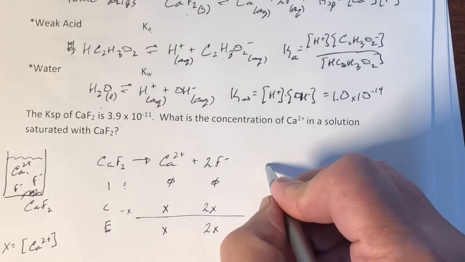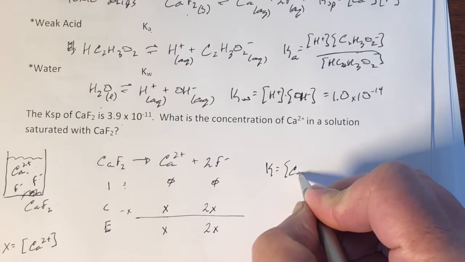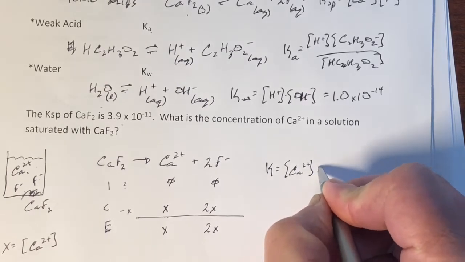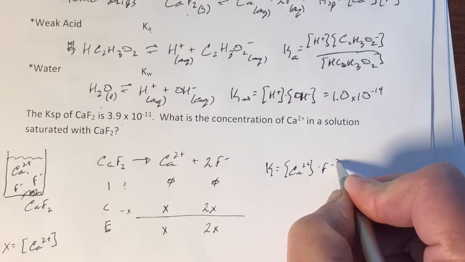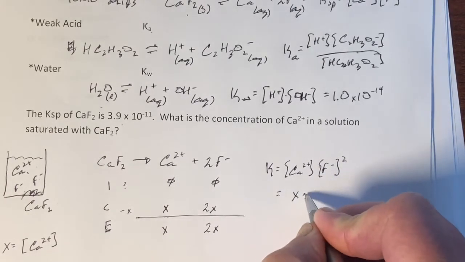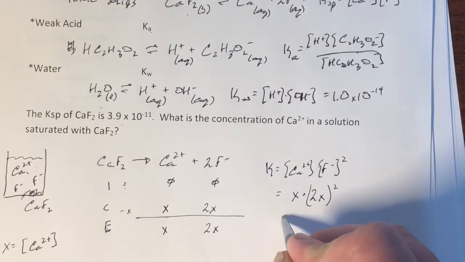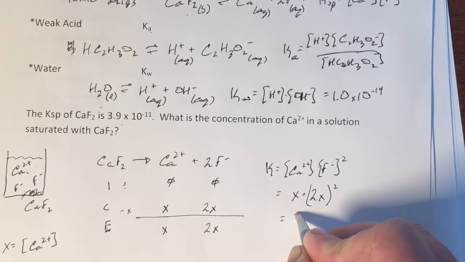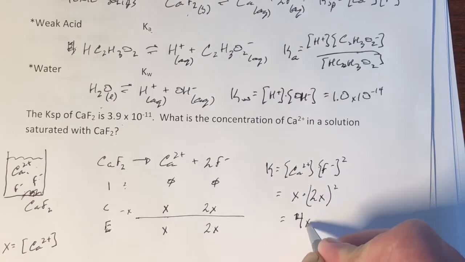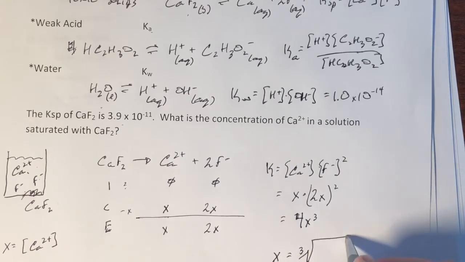My K, which in this one is the calcium times the fluoride, is going to be X times 2X quantity squared equals 4X cubed, or X equals the cube root of K over 4.